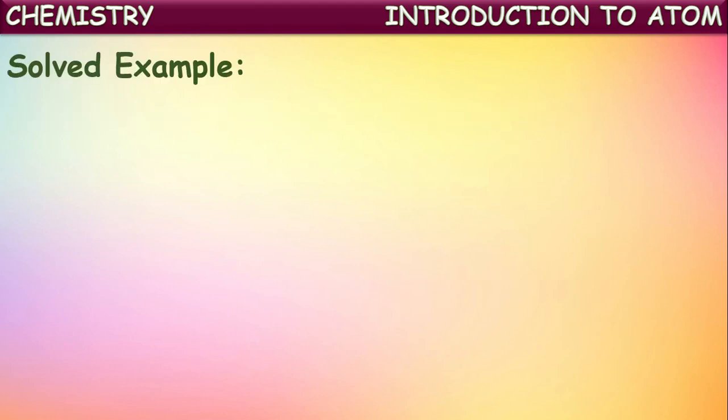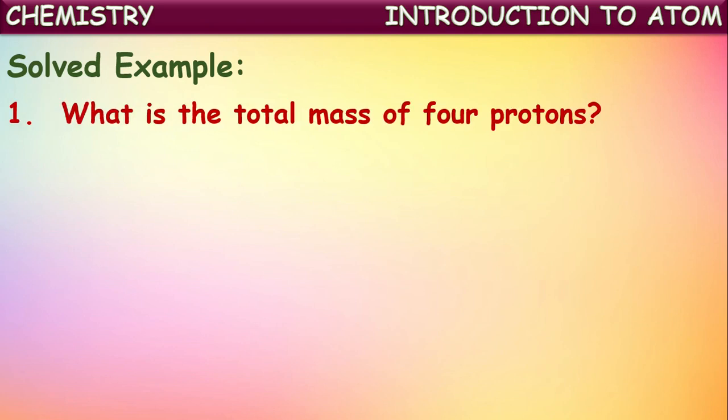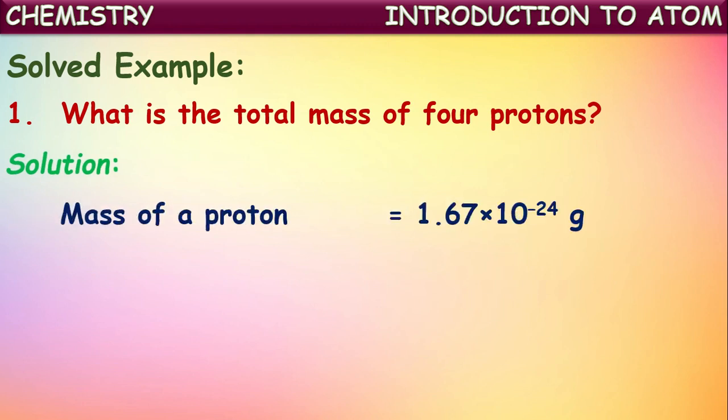Now let us see a solved example based upon these properties of anode rays. The question is: what is the total mass of 4 protons? If we know the mass of 1 proton, then we can calculate the mass of 4 protons. The mass of 1 proton we know is 1.67 into 10 to the power of minus 24 grams, or 1.00727 AMU. In grams it is taken as 1.67 into 10 to the power of minus 24 grams. This is the mass of 1 proton.